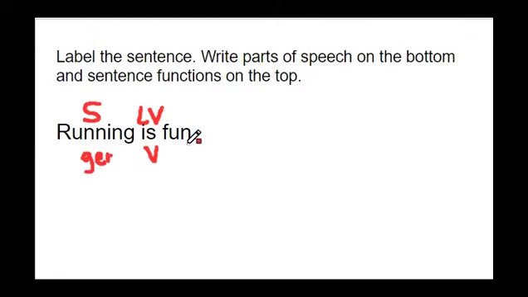All right, and then we've got fun. Now, fun tells us about running, right? Okay, so it's an adjective describing that, and we could call it the subject complement. We could call it the predicate adjective. Okay, we can just draw a little arrow over here, your choice. But that's an adjective describing running. Actually, I would rather put predicate adjective on it because it feels a little more fancy.